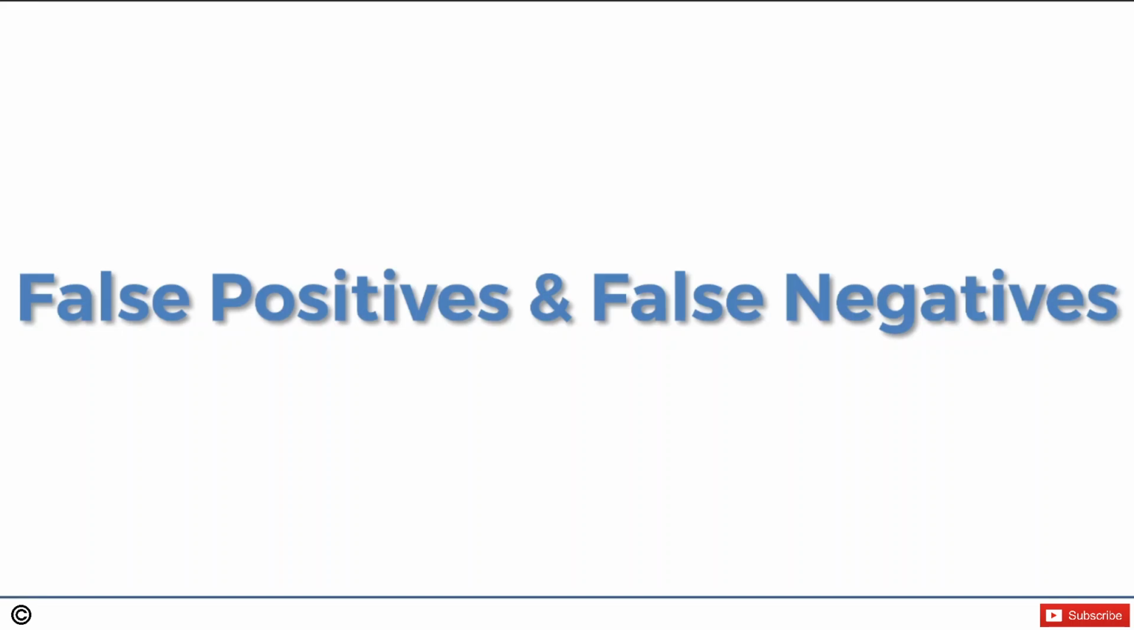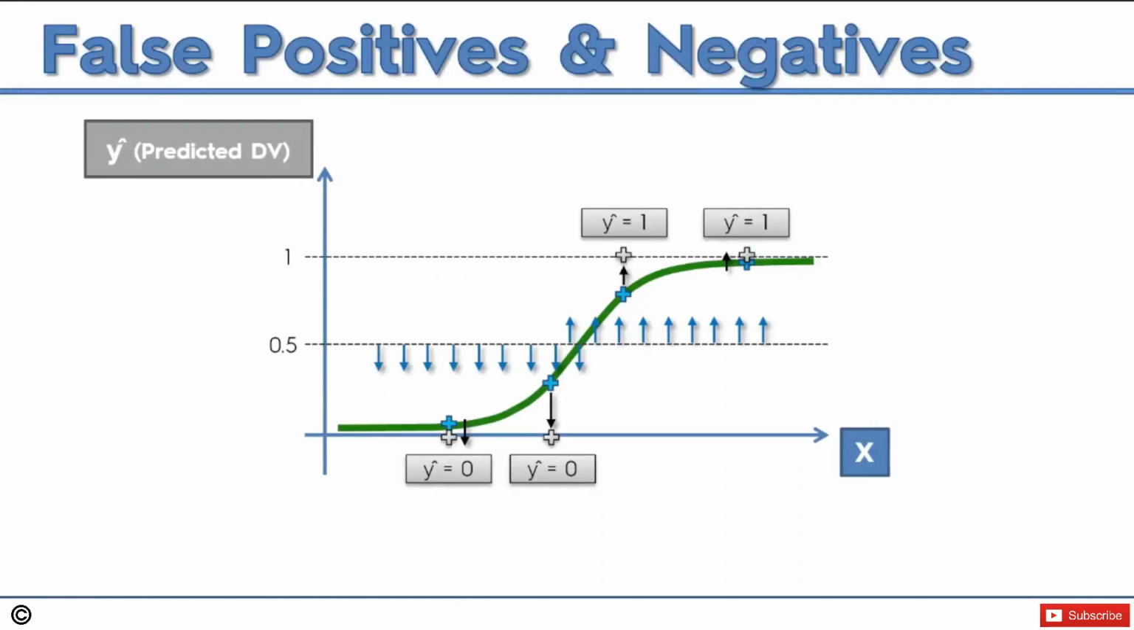In this tutorial, we will be talking about false positives and false negatives. As you remember, we were using the logistic regression function to observe where 4 random values of the independent variable will end up in terms of y hat, so in terms of the predicted value for the dependent variable.